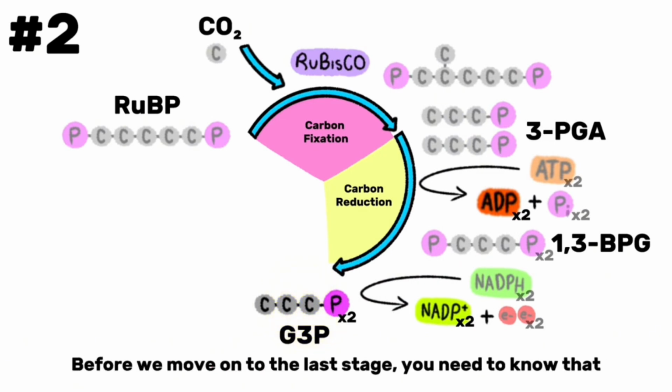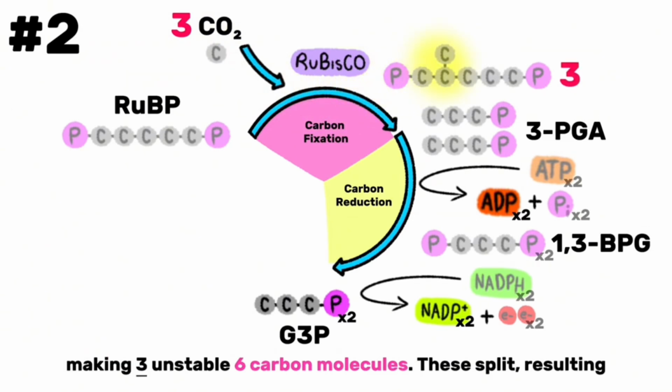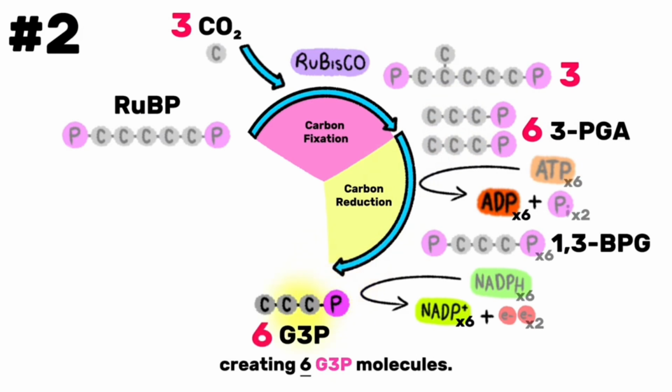Before we move on to the last stage, you need to know that every Calvin cycle uses 3 CO2 molecules. So 3 CO2 molecules are fixed, making 3 unstable 6-carbon molecules. These split, resulting in 6 PGA molecules. Then, the 6 PGA molecules are reduced, creating 6 G3P molecules.